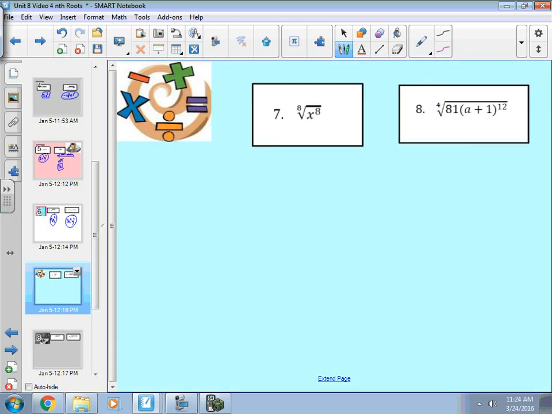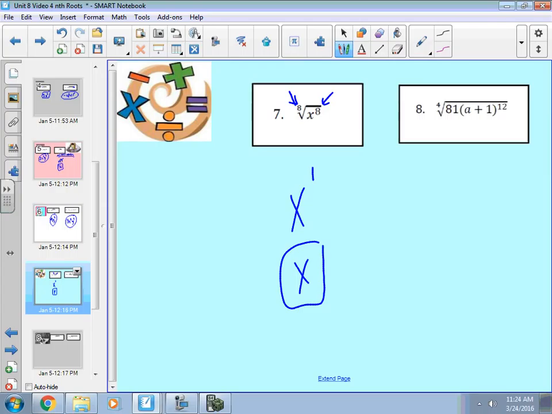Okay, on the back of your note sheet, if you got the same power here as you see there, then if you do 8 divided by 8, that's x to the 1st power, just plain old x. So if you see that they're the same, then they would just kind of cancel out.